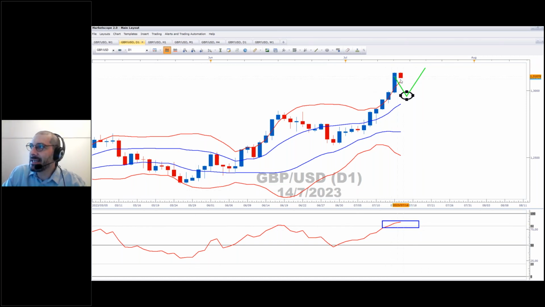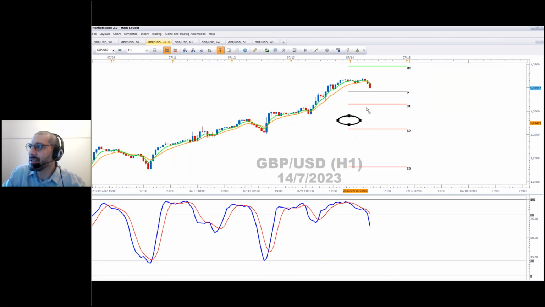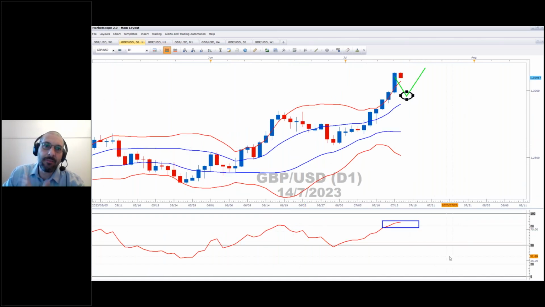I can see there's some sort of red taking place on cable now, and it's pulling back, say, towards the central pivot, and if that doesn't hold, pulls back to S1. Those could be potential support areas where we may get some buying coming back into the market. Again, you've got to make the choice whether you want to get involved in the market at those levels, because as long as we stay overbought over here, in my opinion, there's heightened risk.